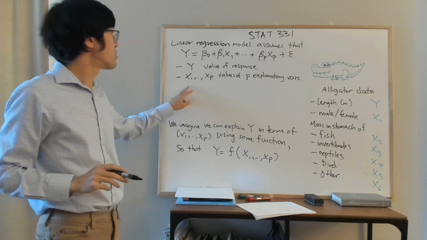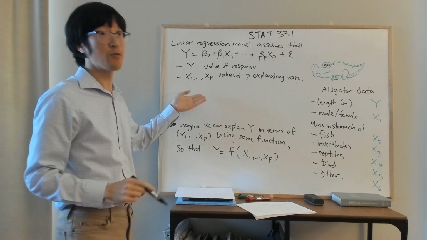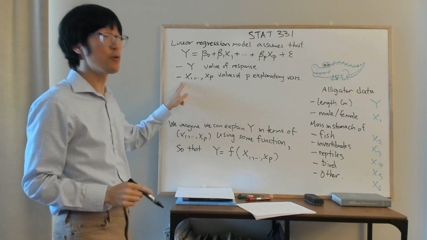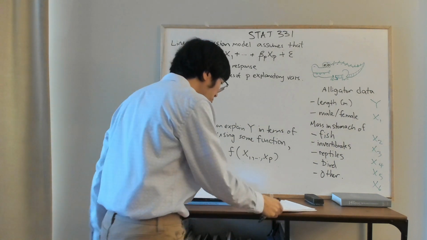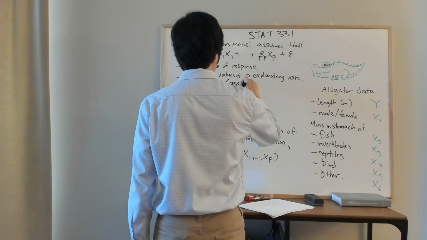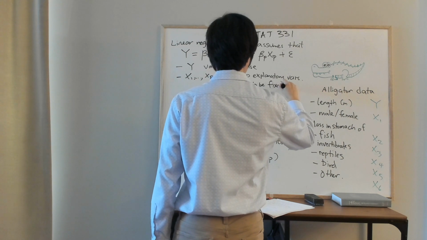And we're going to assume these to be, from a statistical point of view, known constants or fixed. So we're not going to put probability distributions on the x's. We're going to assume that we can either know them or can measure them. Okay, so we're going to assume them to be fixed constants.